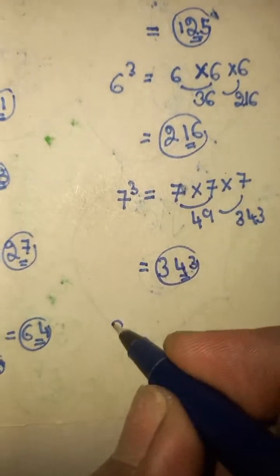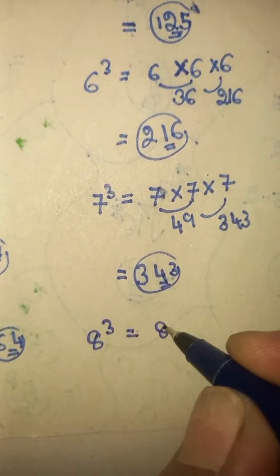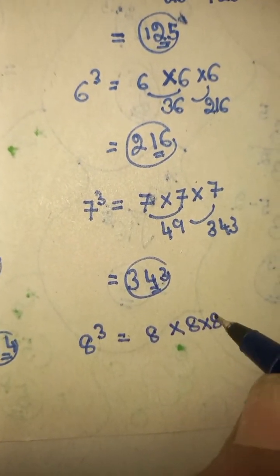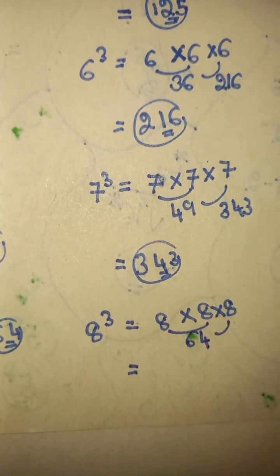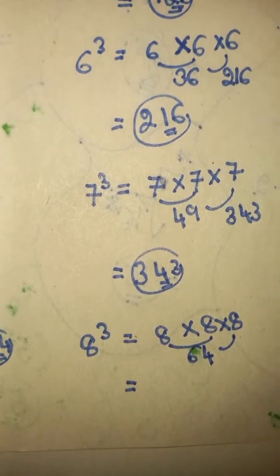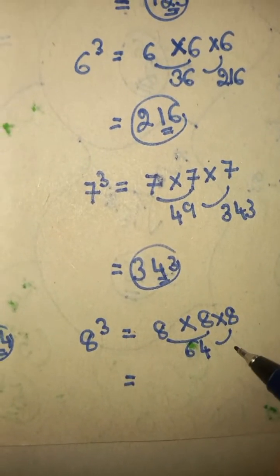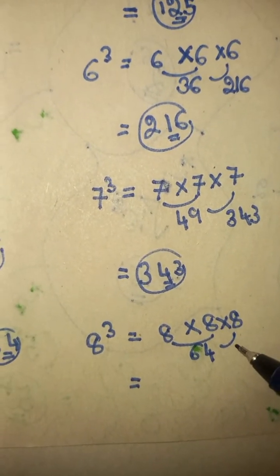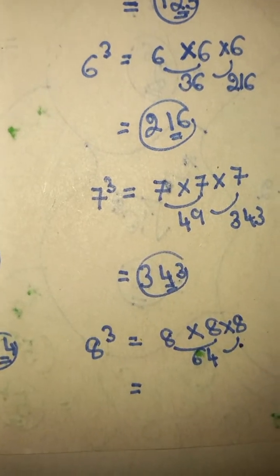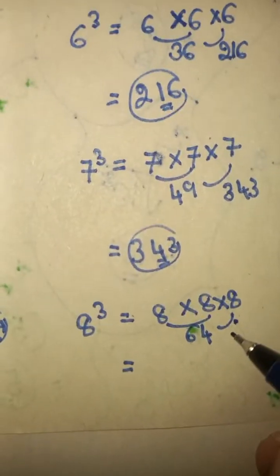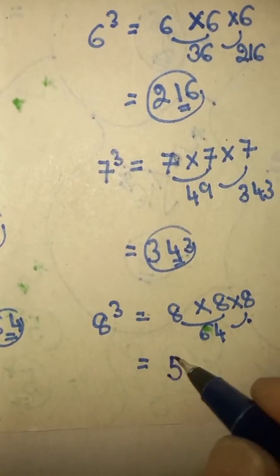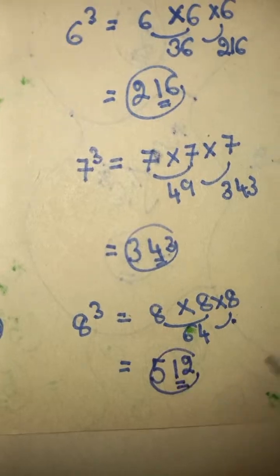8 cube will be equal to 8 times 8 times 8. So 8 times 8 is 64. 64 times 8 is 60 times 8, which is 480, and 4 times 8 is 32. So 480 plus 32 becomes 512.